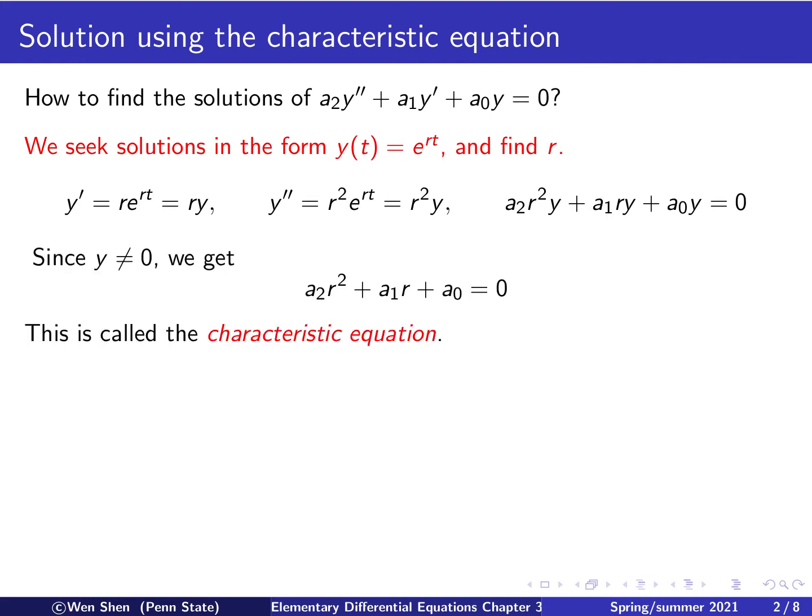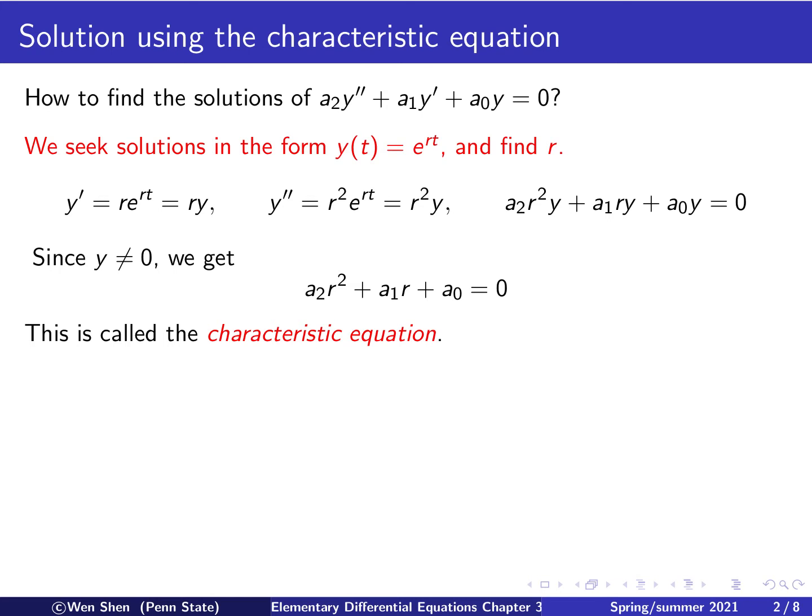Now, if we look at this equation, since it's homogeneous, we know that y equals 0 is always a solution. That is called the trivial solution, and we are only seeking non-trivial solutions where y is not 0. So we can assume y is not 0, and we realize that it's a common factor, so we can just drop it, and we get an equation: a2 r squared plus a1 r plus a0 is 0.